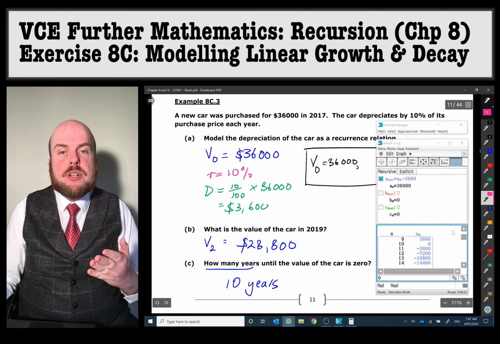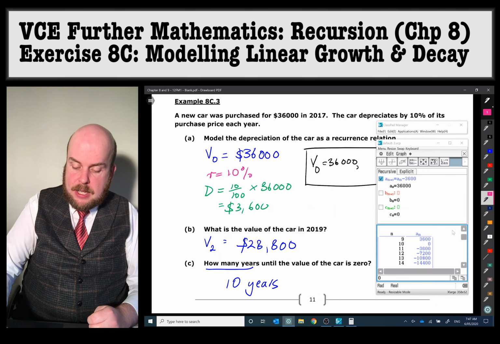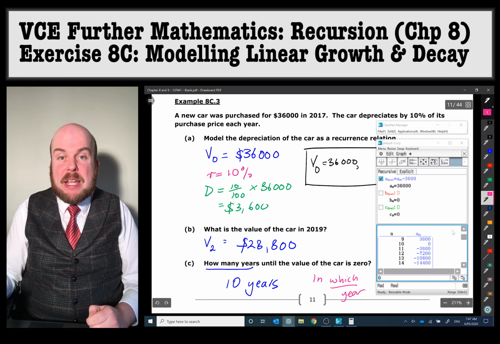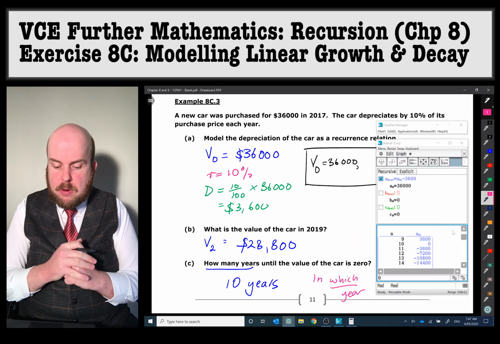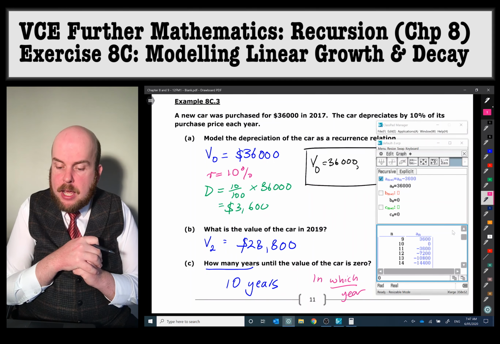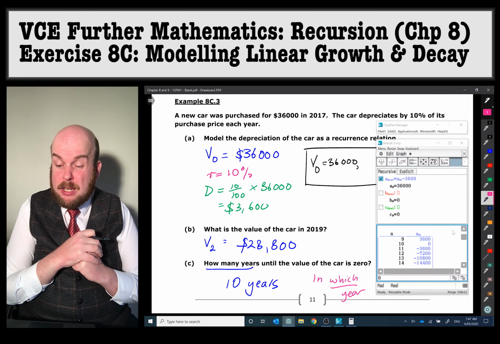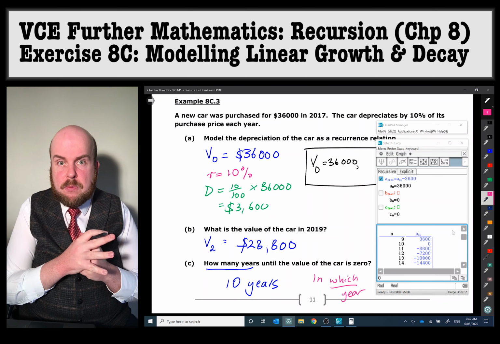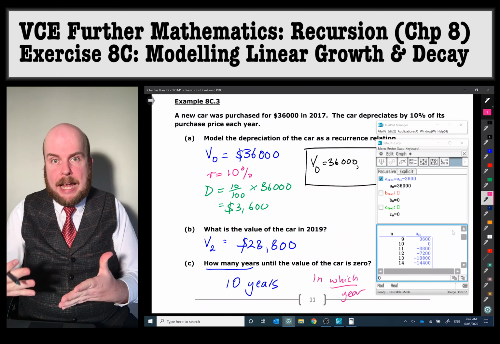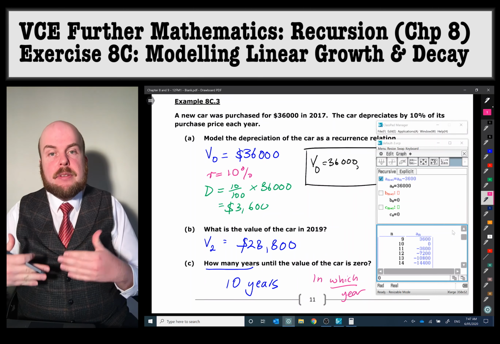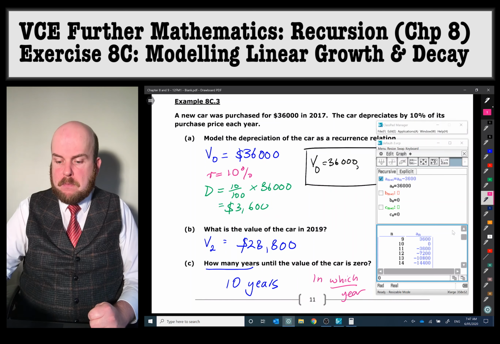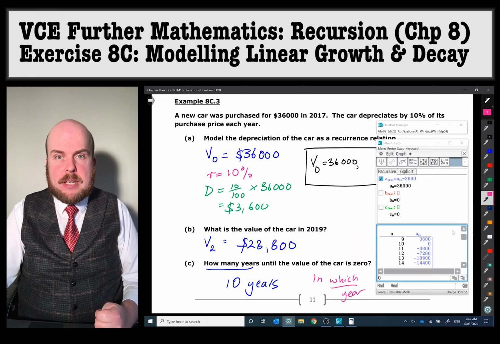Now, sometimes there is a trap. And the trap is that in the exam, they might say, in which year? If they say in which year, that means you have to actually use the year in question. So for our one, it would be in the year 2027. So you'd have to give the actual date. If they say how many years, you'll write 10 years. If they say in which year, then you have to take the original year and add 10.